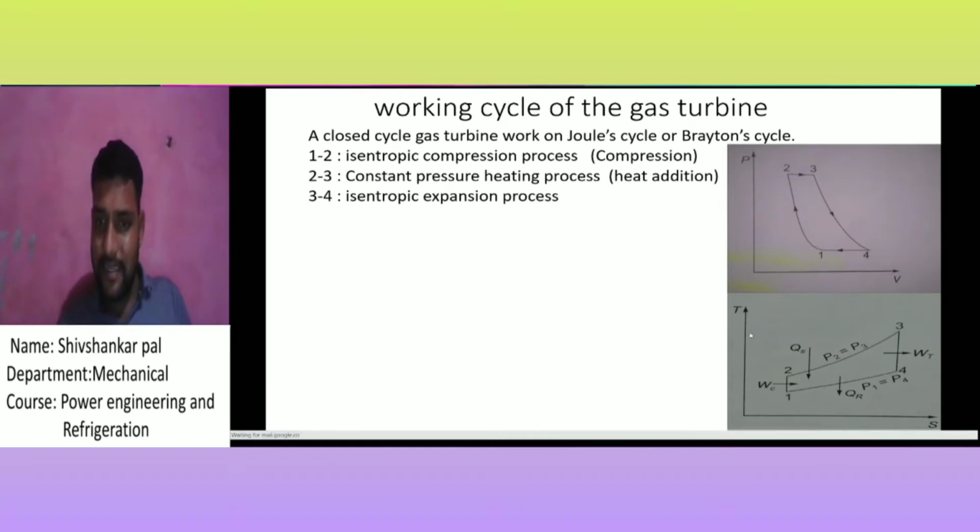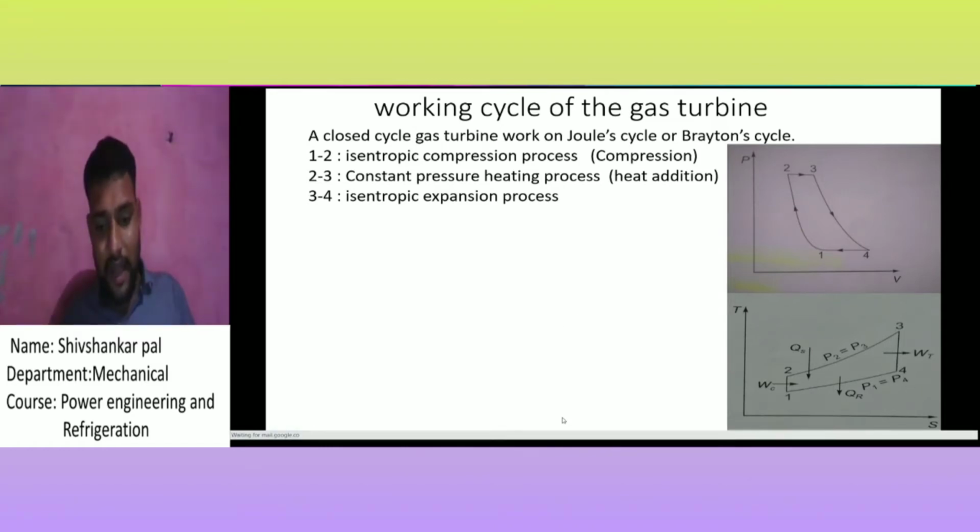But in the TS diagram, during the adiabatic process our entropy s is constant because the heat is constant. So in the 3 to 4 process our s is constant, and we obtain mechanical work from 3 to 4. The work obtained from the turbine is denoted by WT, and the work done on the system is known as compression work. QS is the heat addition.